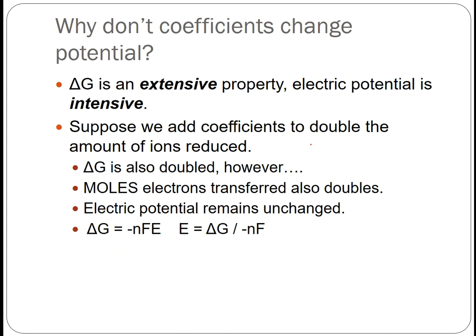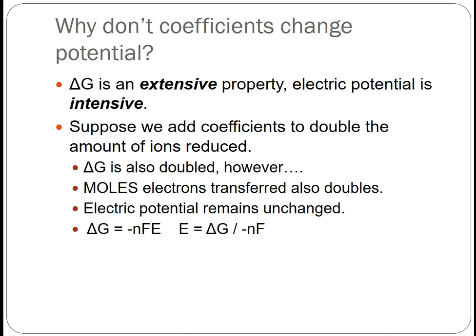In other words, it depends on the amount of stuff that you have, as is delta H. If you burn more fuel, you get more energy. If you burn less fuel, you get less energy. Same thing with delta G. So it's an extensive property that depends on the amount of stuff that you have. Potential, however, does not. Electric potential does not depend on the amount of stuff that you have. It's an intensive property like density. A small piece of gold and a big piece of gold both have the same density.